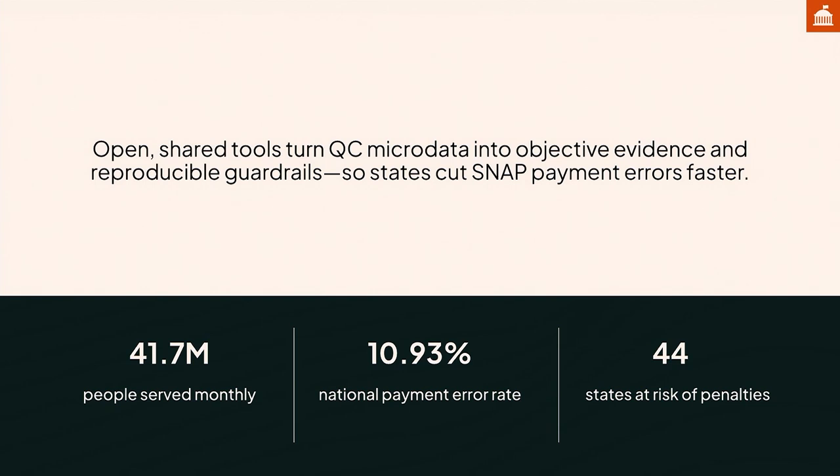And now, under H.R. 1, beginning in 2028, states with a payment error rate at 6% or above will be required to submit corrective action plans and also undertake parts of the benefit costs. As of now, 44 states are already at or above the threshold, meaning real fiscal exposure, unless accuracy improves. This motivates us to develop open source tools that help states turn quality control microdata into objective evidence and reproducible guardrails, so states can learn from their past errors and drive down SNAP payment errors faster.